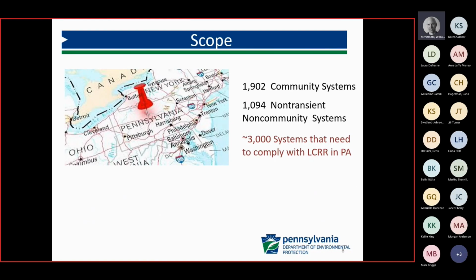Okay, so the scope of the regulation, in Pennsylvania, there are about 3,000 water systems that are going to have to comply with this regulation. It applies to all community water systems and non-transient, non-community water systems. So that's the same systems that already have to comply with the existing lead and copper rule are going to have to comply with the LCRR and LCRI.